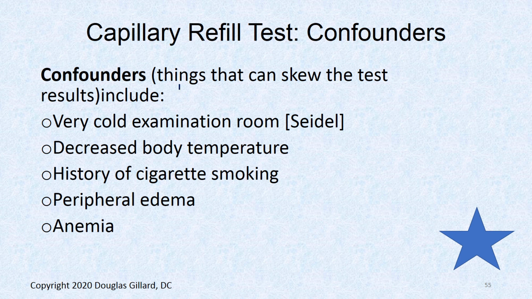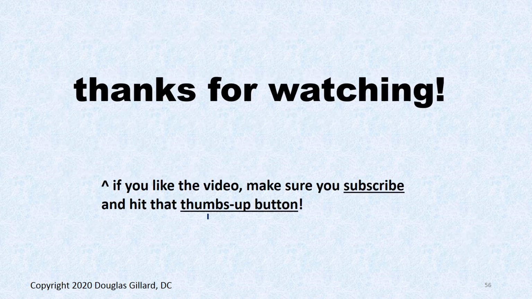And then confounders, what's that mean, confounders? That means the test results are messed up. If the examination room is freezing cold, it may take 10 seconds. And in lab, when we were doing this for real, and it was really cold outside and the room was cold, quite a few people, it took like 7, 10, 15 seconds. So that's a big confounder there. You have to have a normal temperature room. Cigarette smoking is known to decrease blood flow. So they might be a smoker, and that would be normal for them. It's not good though. Anemia, peripheral edema, things like that can mess the test up.